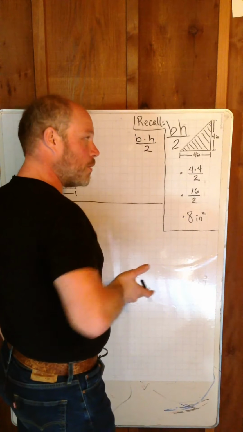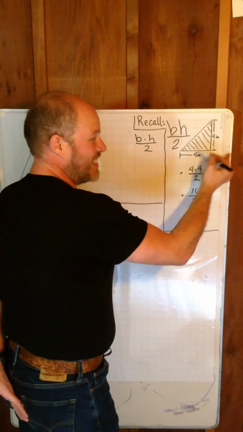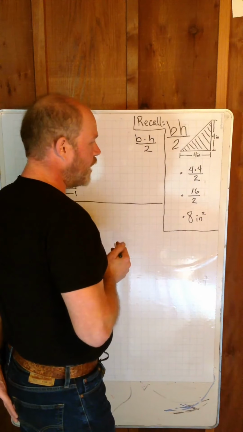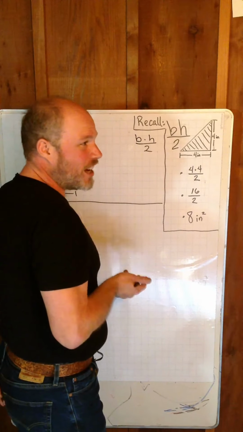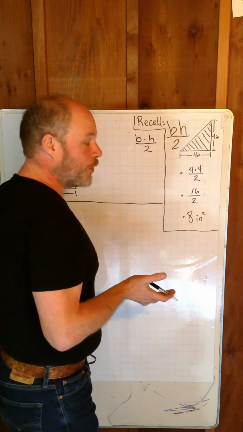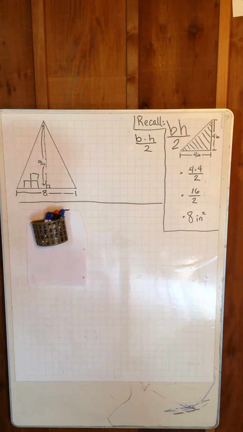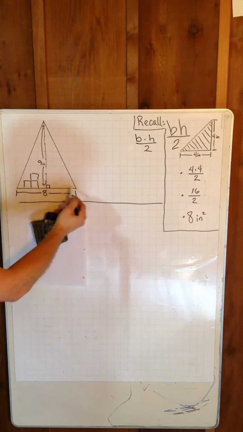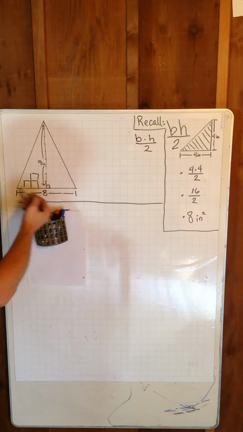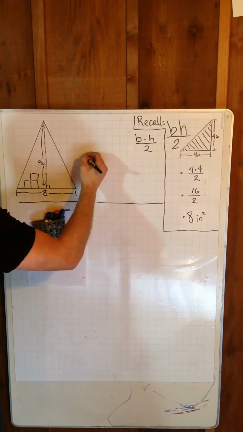And so what becomes the hard part is when you're dealing with a triangle that is not a right triangle, and you need to figure out what is your base and what is your height. So what you got to start with is what you know. In this example, we know that this side length of this triangle is 8. We can call that the base, we'll put it right here, 8.